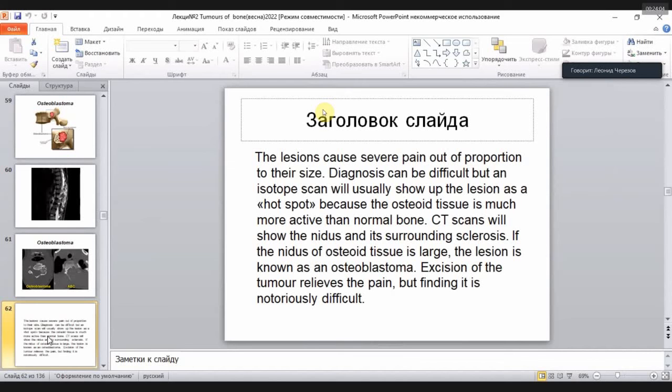Excision of the tumor relieves the pain, but finding it is notoriously difficult.